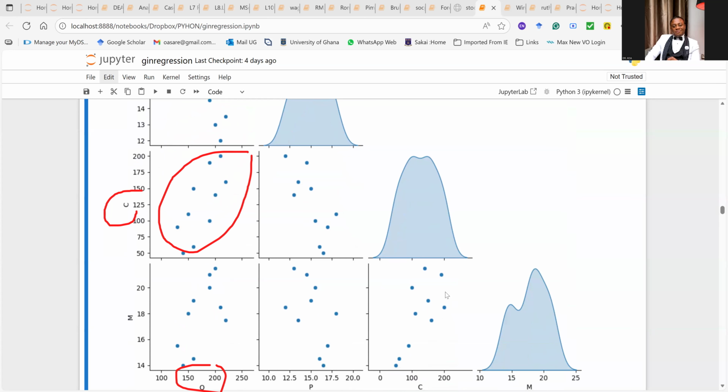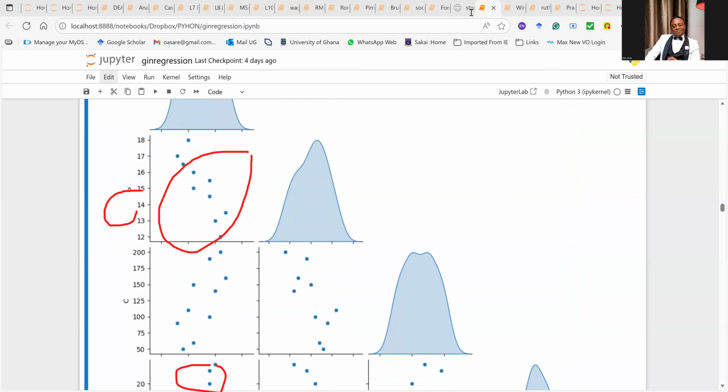Now, next time we're going to look at the regression, and then we'll come to a proper understanding. Ladies and gentlemen, that brings us to the end of the entire caboodle.